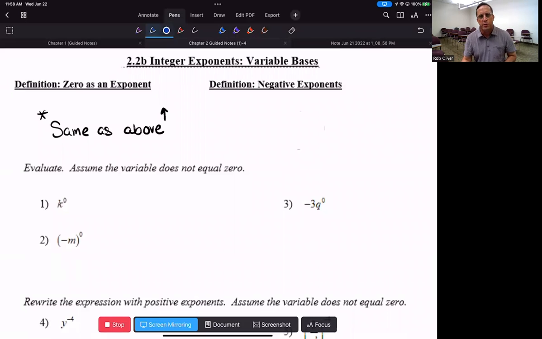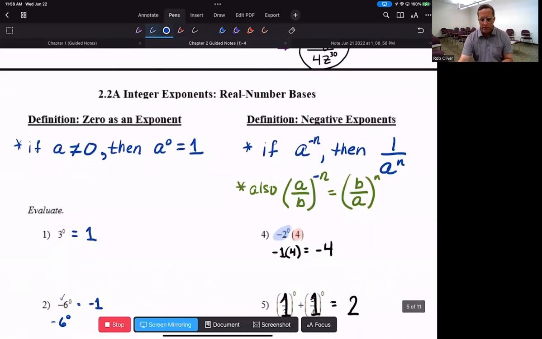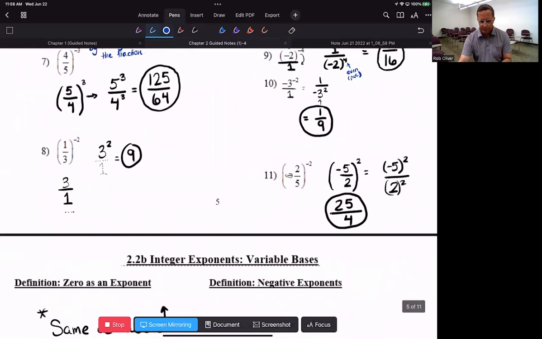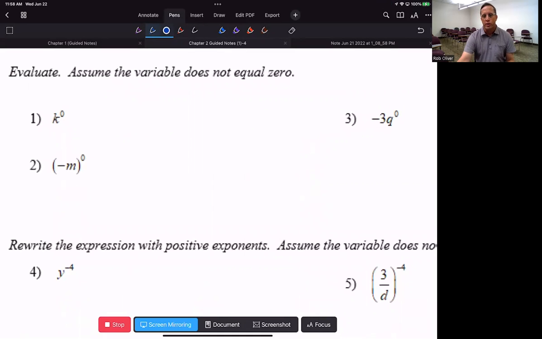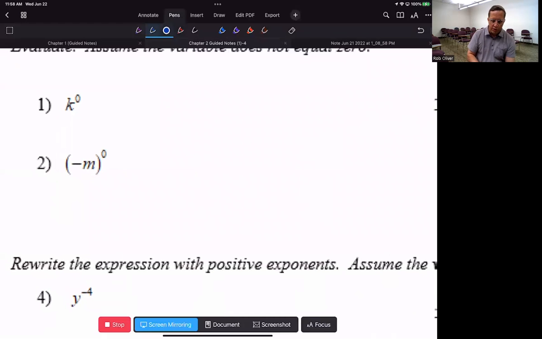Okay, here's lesson 2.2b, integer exponents, which is very similar to the 2.2a lesson. The notes that we wrote about zero as the exponent and negative exponents are basically the same. So whatever you had from before is exactly the same this time. And for these, you're just going to notice that a lot of the bases are variables or include variables.